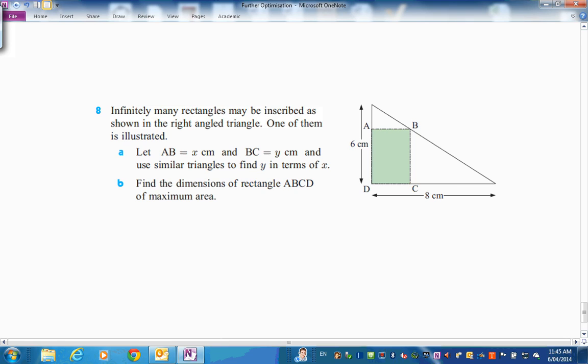Okay, infinitely many rectangles. There you are, there's one drawn, can be inscribed as shown. So you could have them down like that as well. Okay, so if you take this one, I'm going to illustrate that AB equals X and BC equals Y. I want you to put it on the diagram. Remember, that's the first hint. Use similar triangles to find Y in terms of X. Okay, and you want maximum area for ABCD.